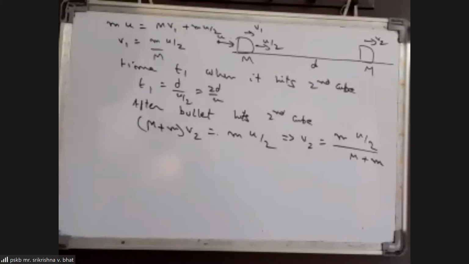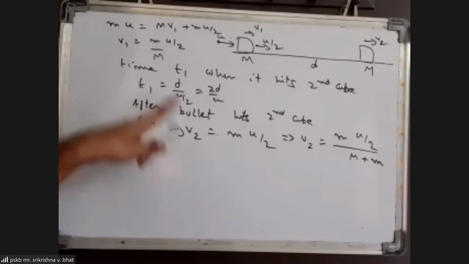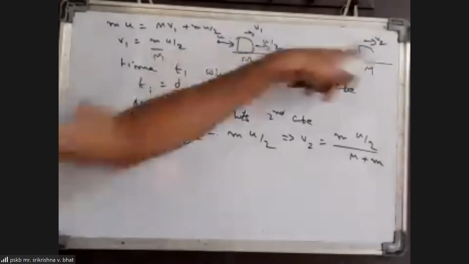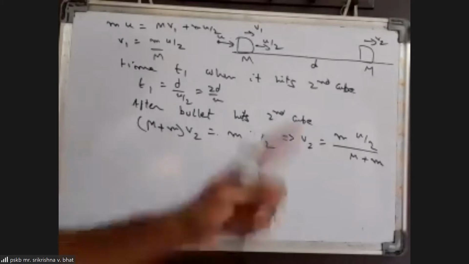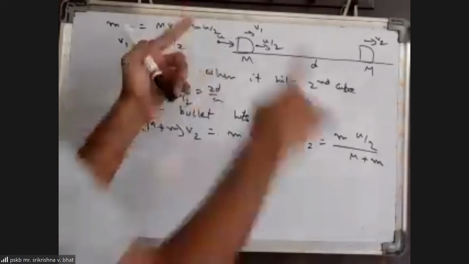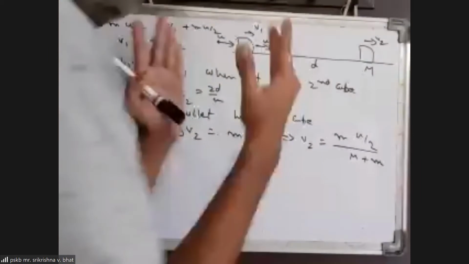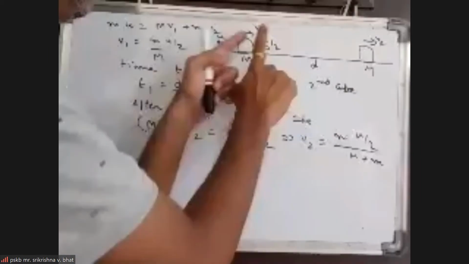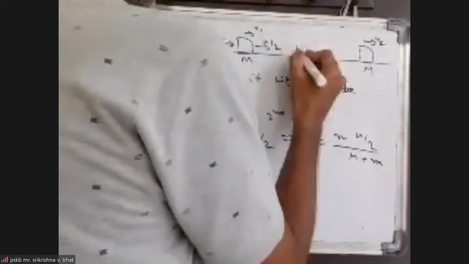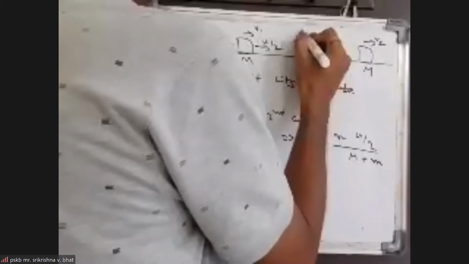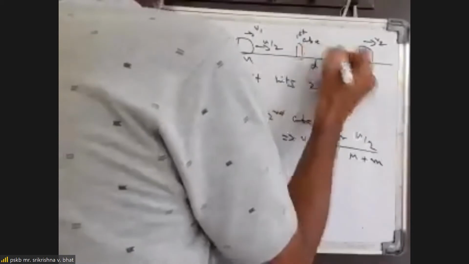Now here, one other thing we can also do is this: this is a time which has elapsed before the second cube got stuck. And in the same time, the separation between the bullet and the first cube has increased. There will be some separation between the bullet and the first cube. When the bullet is going to hit here, the first cube won't be here, it will be somewhere here. So this separation we can find. Let it be some s.